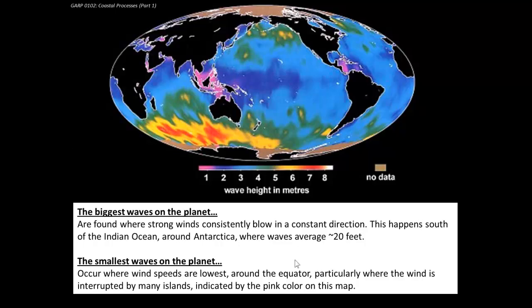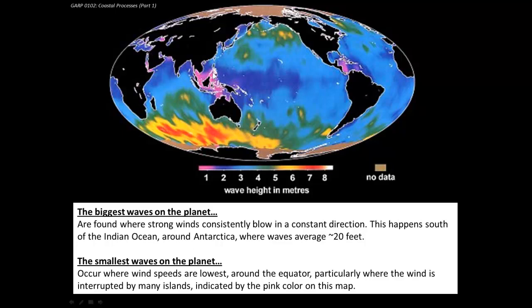So here's a map of the Earth, right? We see Australia here, Africa, South America, and the color coding denotes sort of the average wave height. And as you can see, the largest waves you can find here in this part of the globe, south of the Indian Ocean, right? Sort of around the continent of Antarctica. Why is that? Because there is the largest part of the ocean where there's no interruption by continents or by islands. It has the largest fetch. Wind speeds are consistently high, and they blow in a constant direction. Therefore, you get the highest waves.